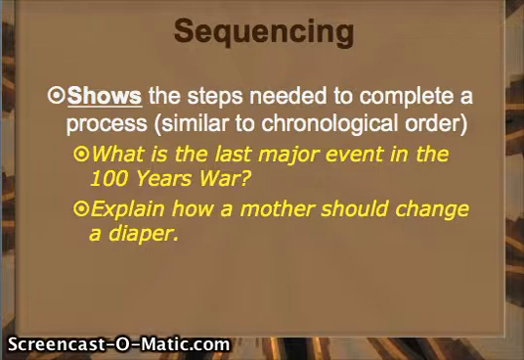The second text structure is sequencing. Sequencing shows the steps needed to complete a process, and it is similar to chronological order. For example, if you were asked on a quiz, what is the last major event in the 100 Years' War? We would be looking at a timeline of events. If I asked you to explain how a mother should change a diaper, I'm looking at a process of how to complete a task.